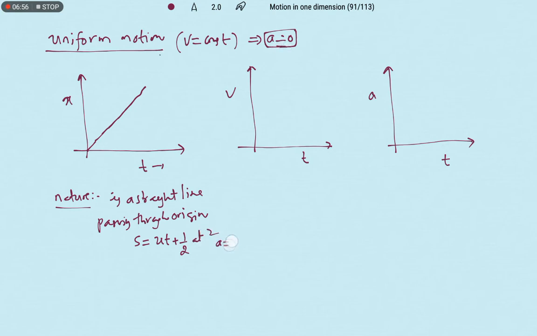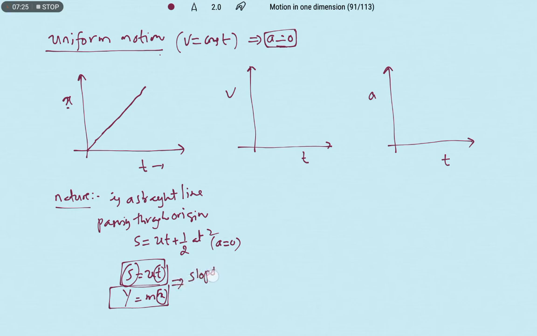A equals 0. If a equals 0, s equals ut. That means if we compare this with y equals mx, okay? So this y equals mx is nothing but the position along the y-axis. So s is the position, and the time is along the x-axis. If we compare these two, then what is the slope of the graph?